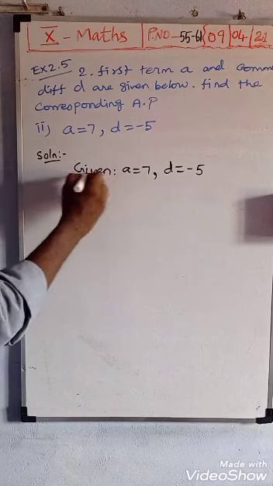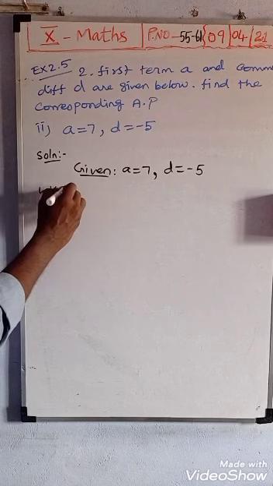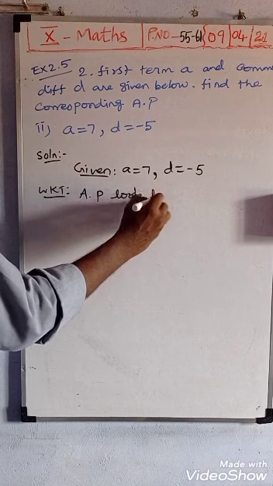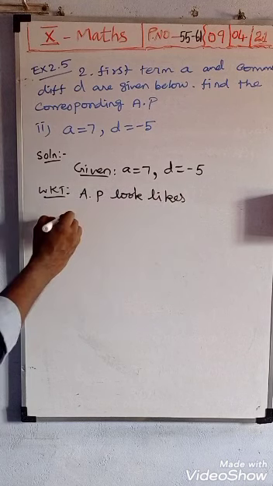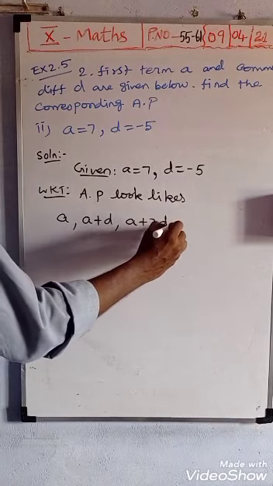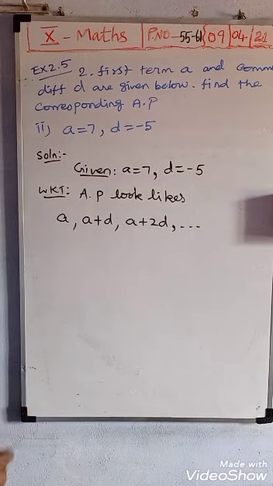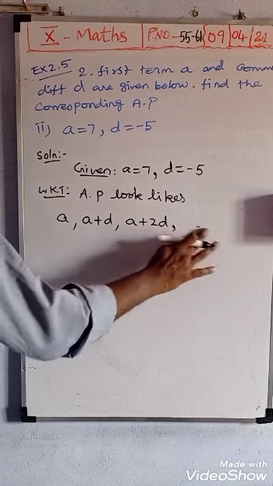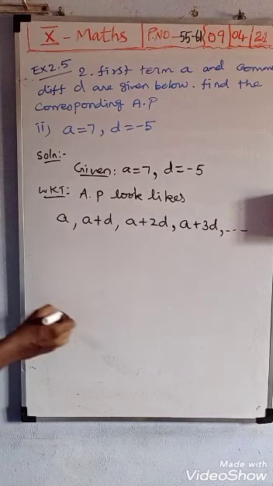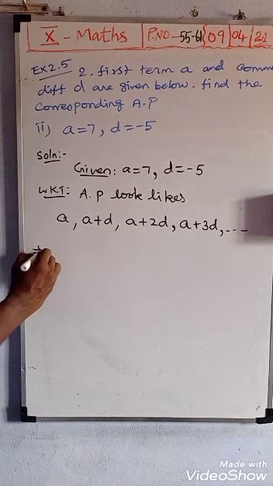Now we know that an arithmetic progression looks like A, A plus D, A plus 2D, up to etc. It will go on. A plus D, A plus 2D, A plus 3D. At least 4 terms you should write. A plus 3D up to etc. It will go on.